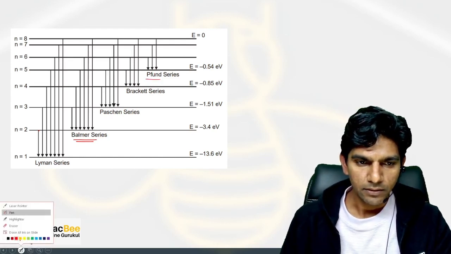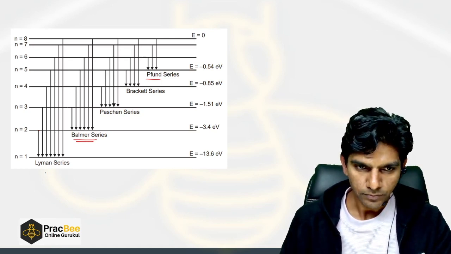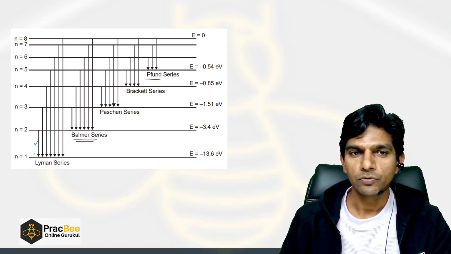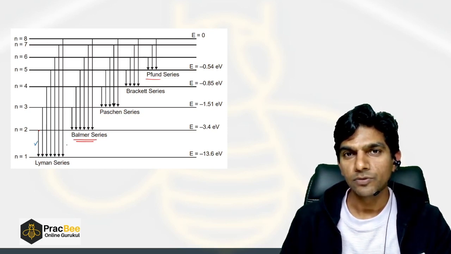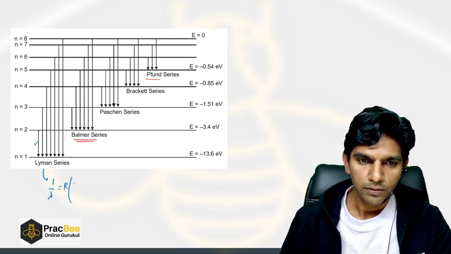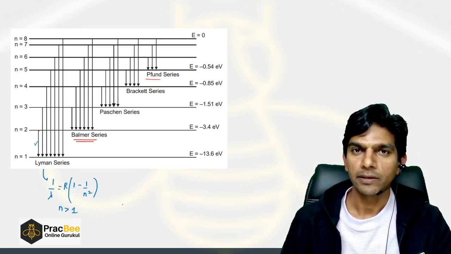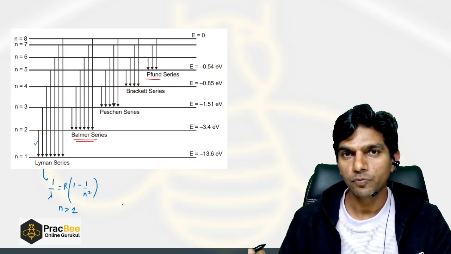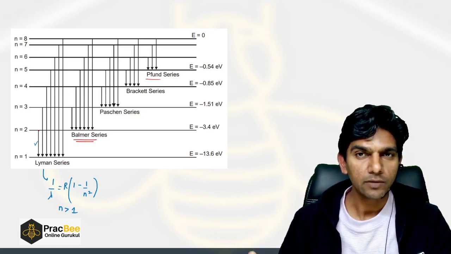Now let us see how we can calculate the wavelength of different lines in these series. The first line of the series is called the first line, and the last line is known as the limiting line. So let us see. For Lyman, 1 by lambda is equal to R times (1 minus 1 by n square), where n is greater than 1. n can be 2, 3, 4. So if n is 2, we will get the first line. If n is infinity, we will get the last line, which is the limiting line.